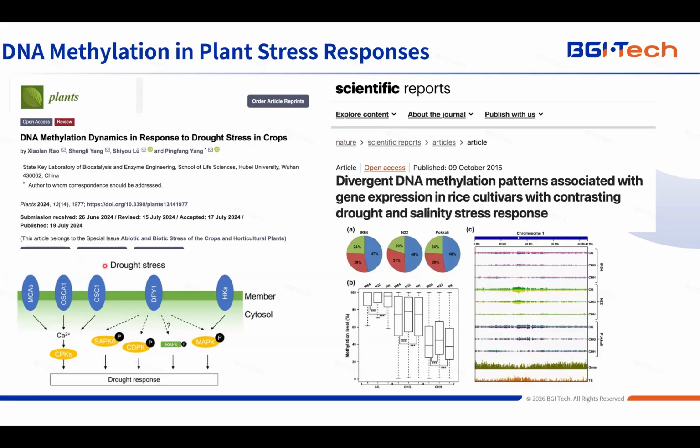The first study summarized how demethylation participates in these regulatory networks during drought stress. And the second study further demonstrates that the change in demethylation and mRNA or gene expression is associated under drought and salinity stress, highlighting the important role of epigenetic regulation in plant stress adaptation.